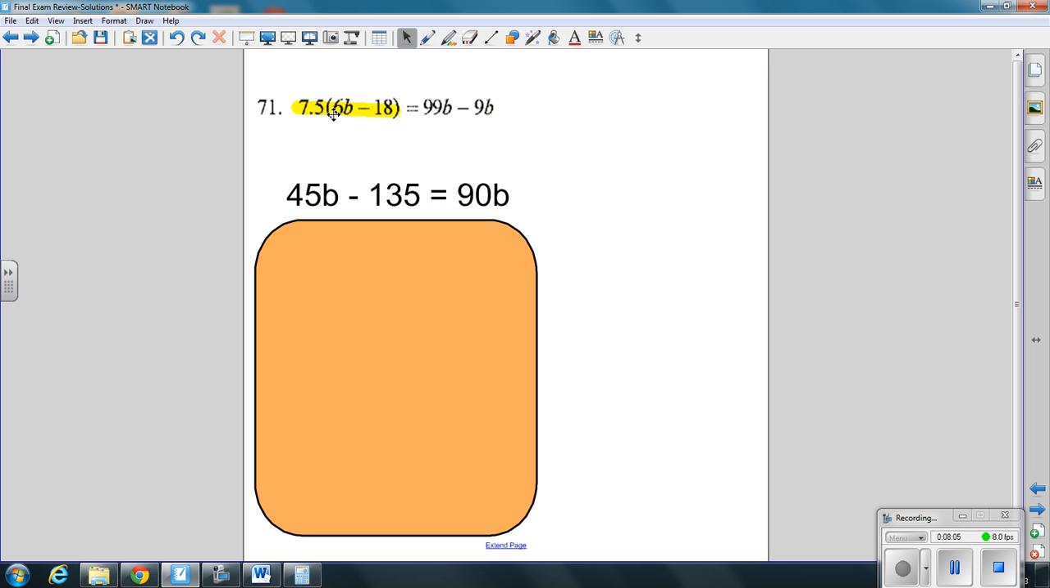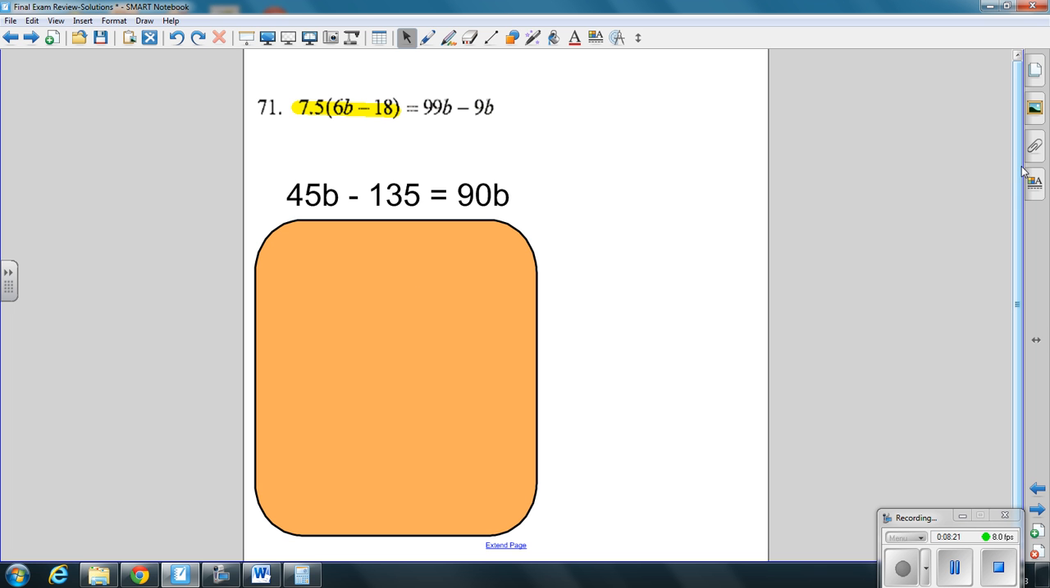7.5 times 6 is 45b. 7.5 times 18 gives us 135. And we bring the minus sign down. And these we talked about, we subtract. Now we want to combine like terms.